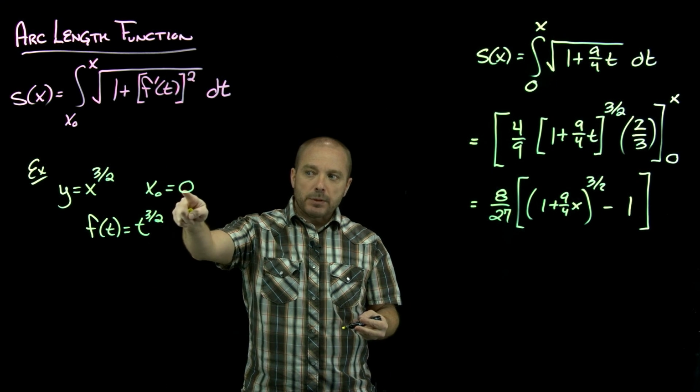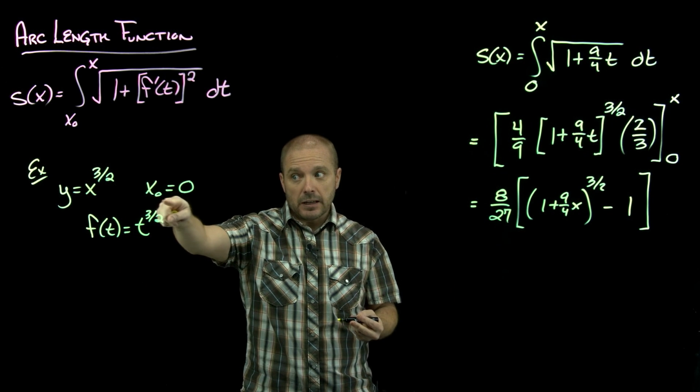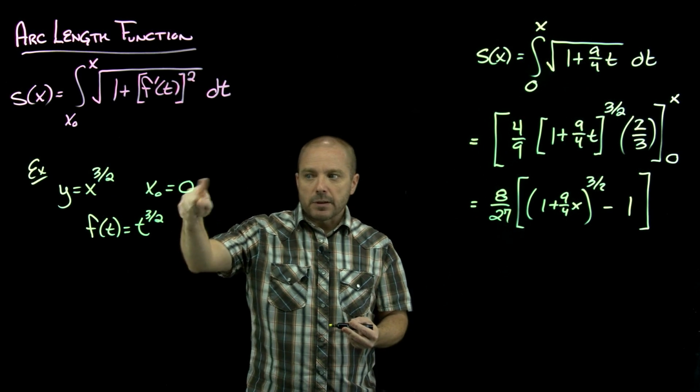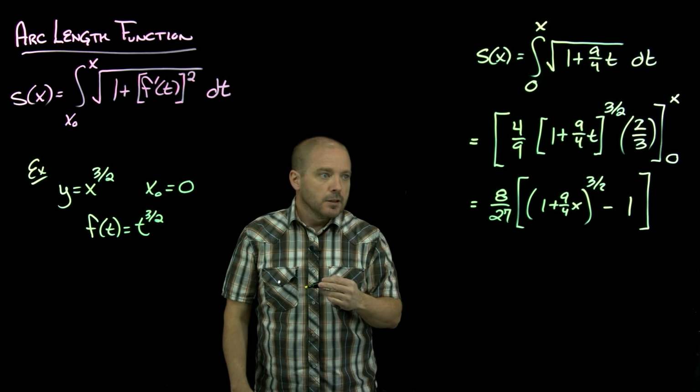And in applications, often there's a starting point that makes sense. Maybe this is at the beginning of the trajectory of an object moving along a path, but there might be some natural starting point, and this function gives you all the arc lengths from that starting point.